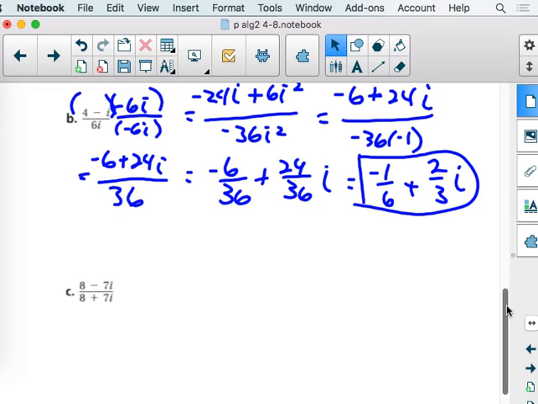I saw a couple of people with the wrong sign on that one. But i squared makes it negative anyway, so it becomes negative 6 plus 24i. You bring that along, and then, yeah. How did 24 turn into positive? Okay, let's go back here. We've got negative 24i, and then we have plus 6i squared.